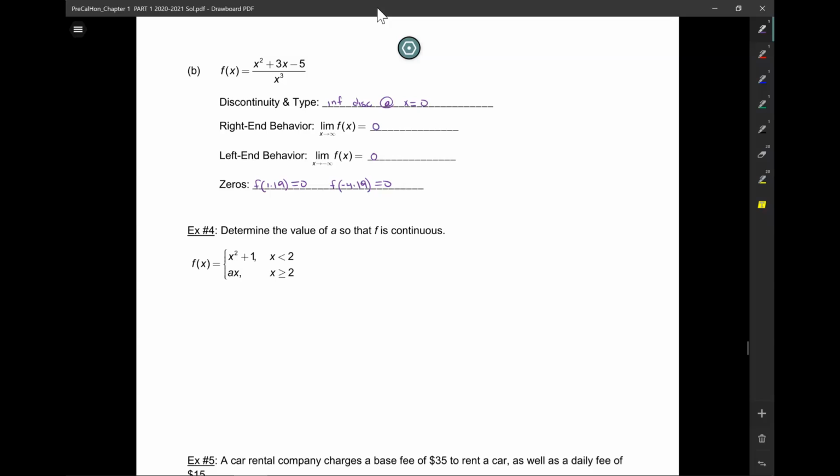So here, determine the value of a so that f is continuous. Now, for a function to be continuous, there can't be any breaks, right? So at a specific point, the left and the right have to have the same y values. Take a look at what this looks like here. It looks like this is a piecewise function with a partition at x equals 2, right? And at x equals 2, this function has a y value of 5 here.